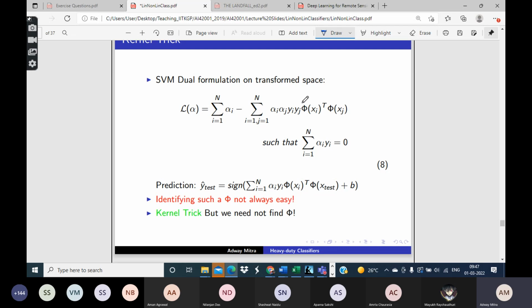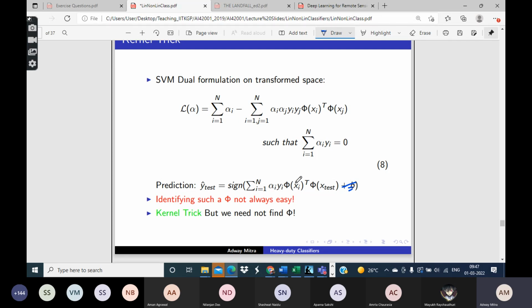Everything else remains unchanged. The only change that happens is that wherever I had xi, I will replace it by phi xi. I will do that in the equation, in the dual formulation also, and when I am doing the classification later on for any test point, there also I will do the same thing.